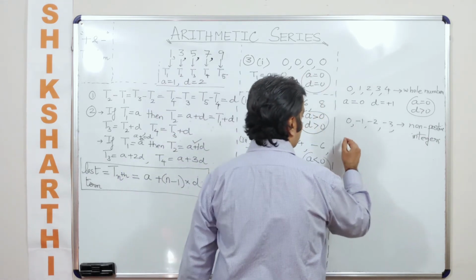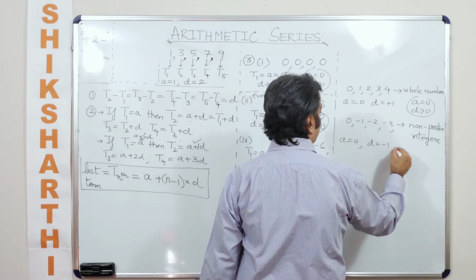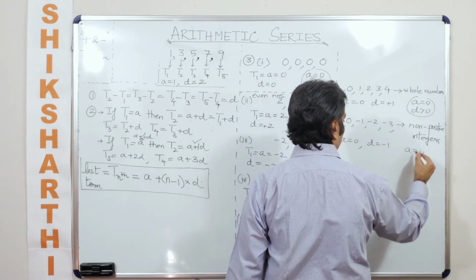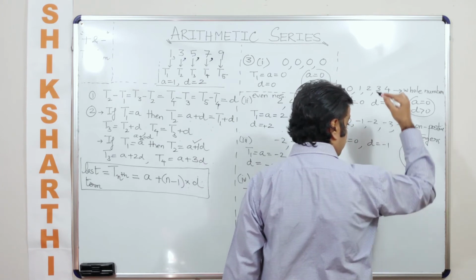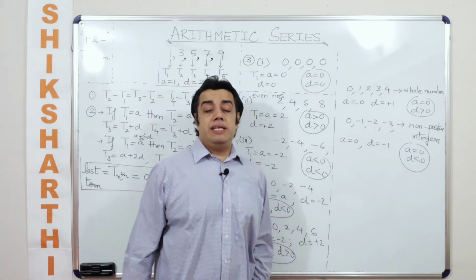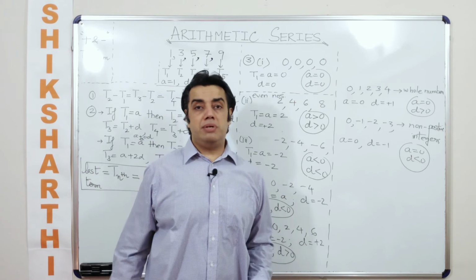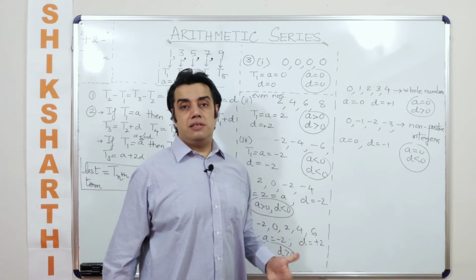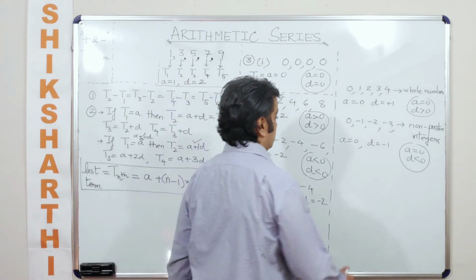Now in this case, you will say what? The first term is equal to 0. The common difference is equal to -1, which is just like saying A is equal to 0 and D is negative. Is there a possibility that you are taking the first term as a non-zero term, but D is, let's say, 0?